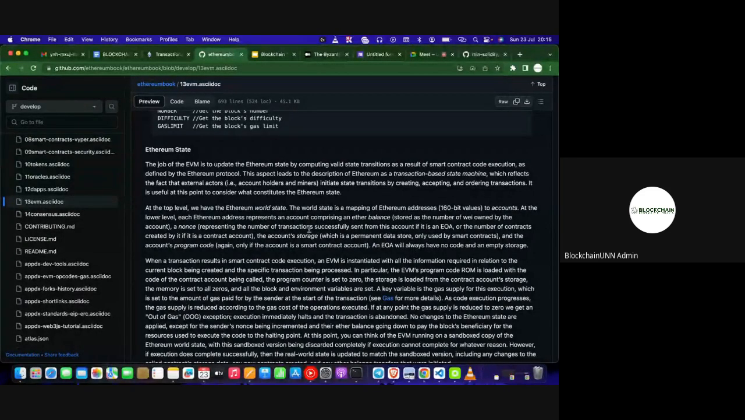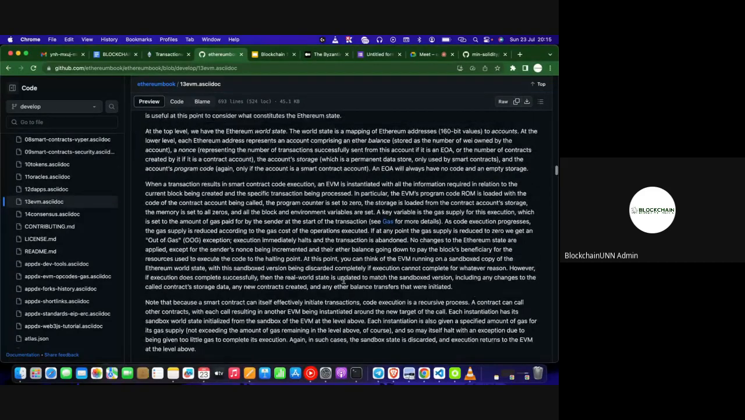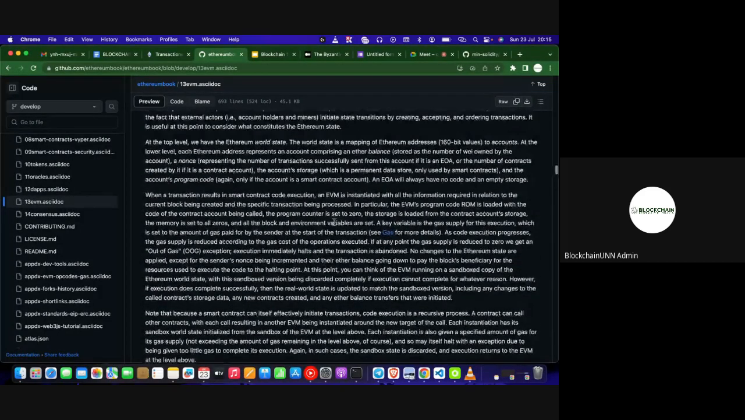Okay, so at the top level, we have the Ethereum world state. I want to ensure we just look at things that are important. Okay, so let's try to make this simple without all these big grammars, right?